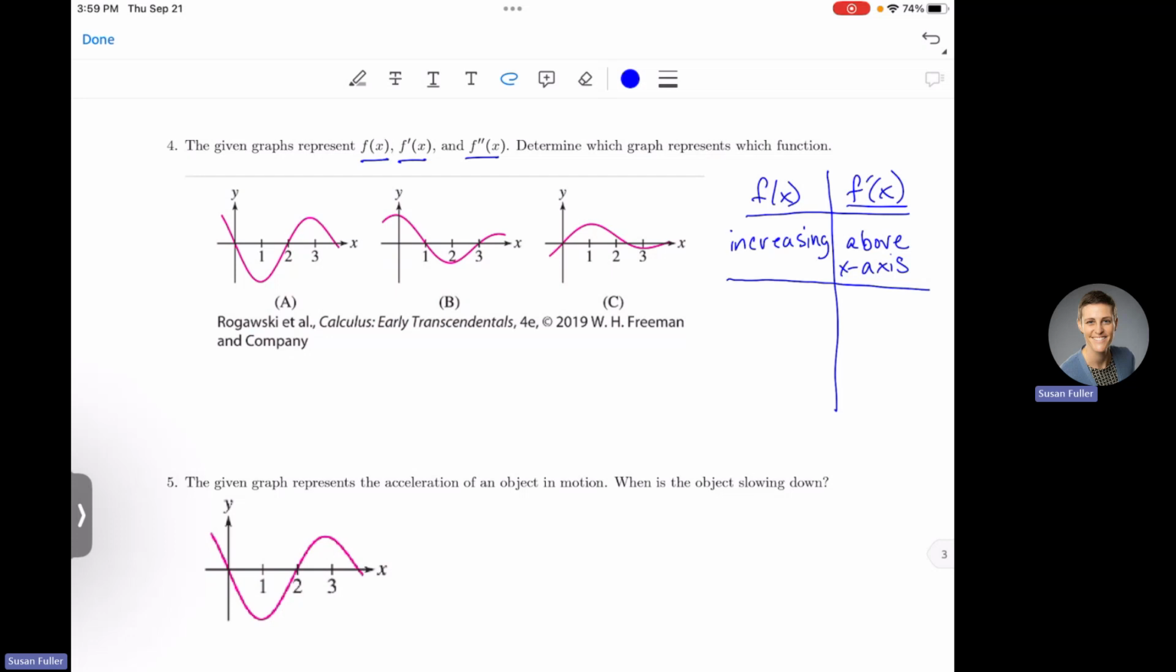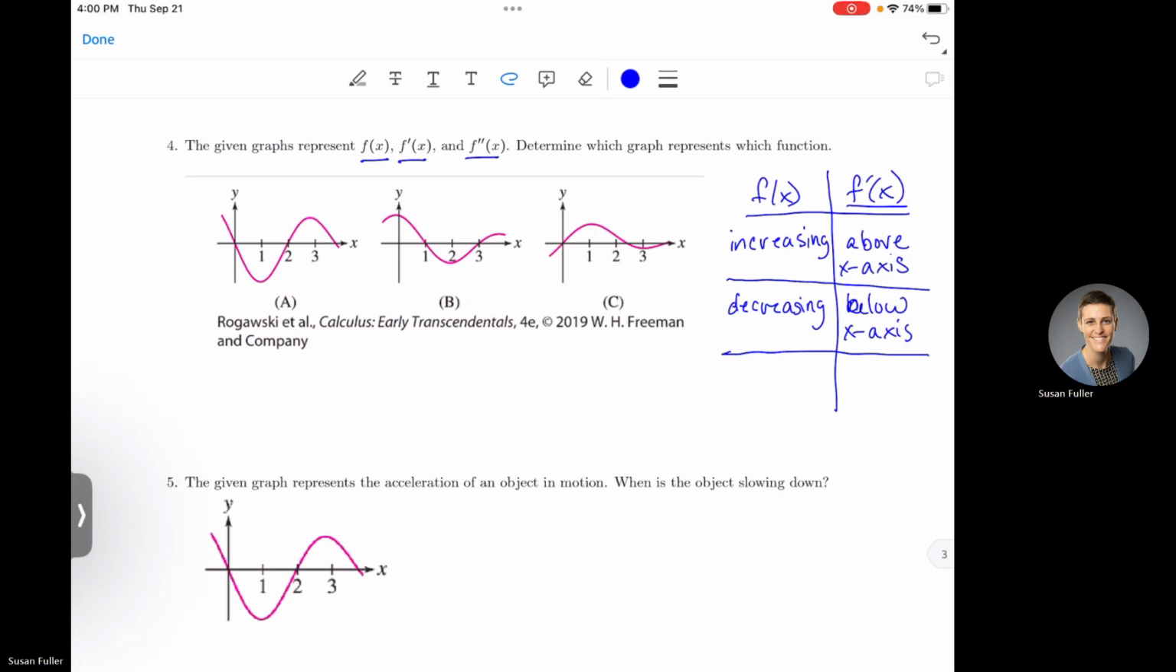In the same idea, if we are decreasing on our original function, that means that our slope is negative. And that means that our y values on our derivative graph will be negative, which means those y values will be below the x-axis. So wherever our original function is decreasing, its derivative has to be below the x-axis.